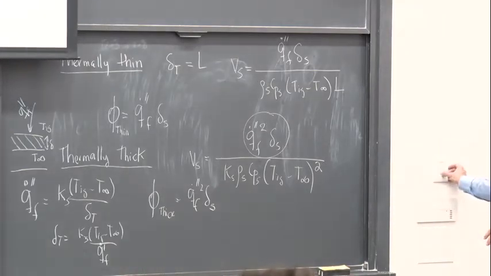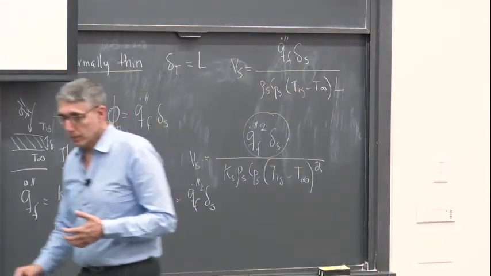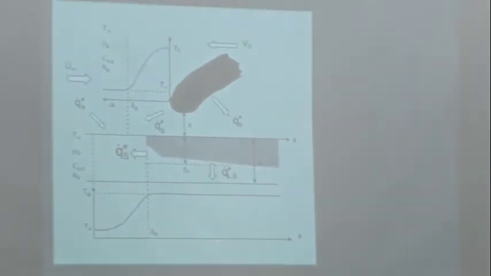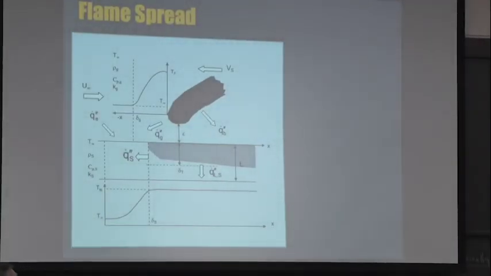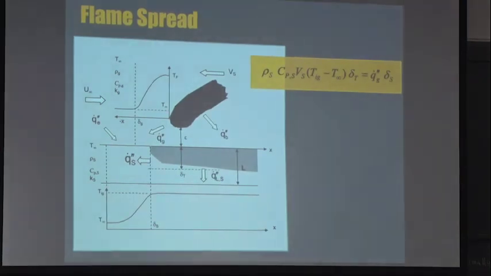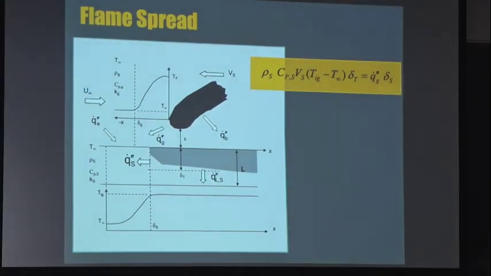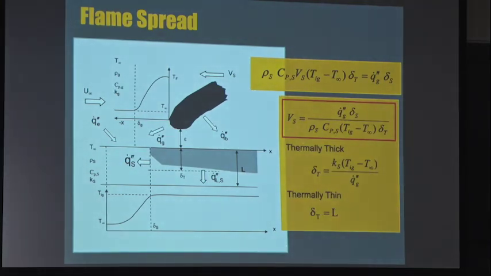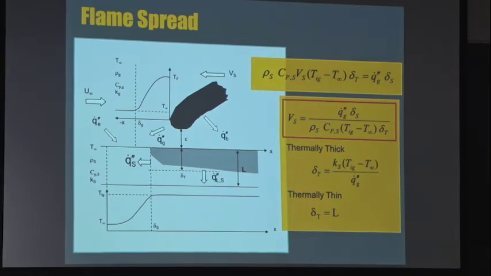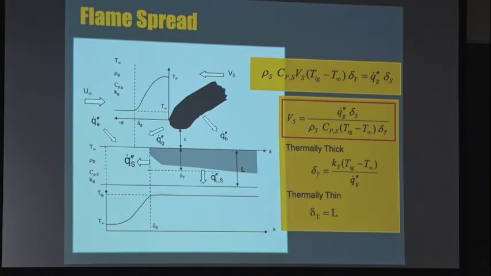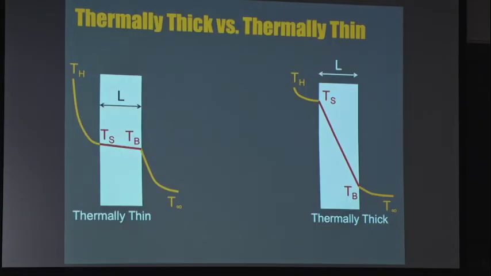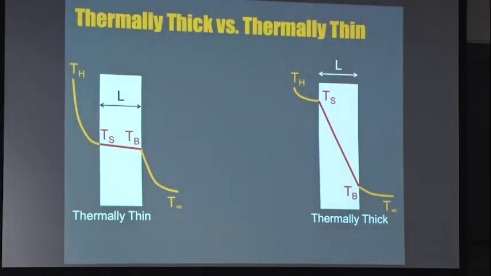So then if I take this, here's my energy balance. I'm going to solve for the flame spread velocity. Here's the flame spread velocity. And for a thermally thick material, I get this as the value of the thermal depth. And for a thermally thin, it's equal to L. Okay? Now, if I substitute this into this equation, then I get the two expressions that I put on the board. Now, the first thing that we need to differentiate is what is a thermally thin material and what is a thermally thick material.